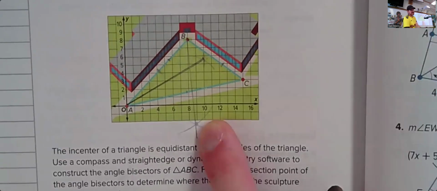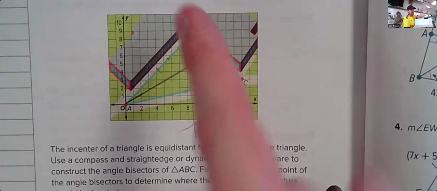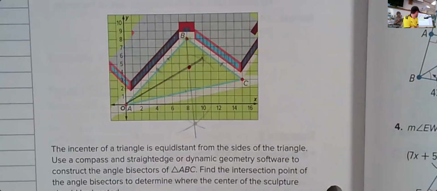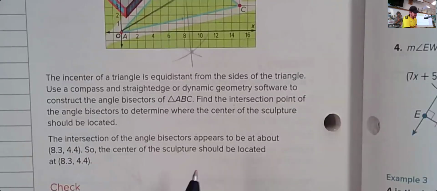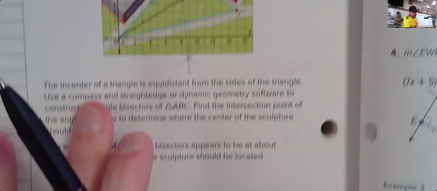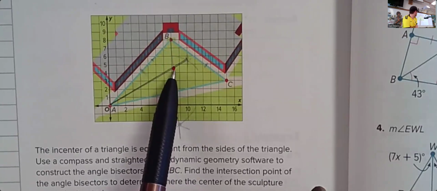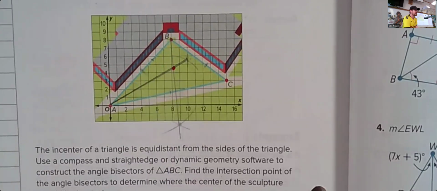And wherever they cross, line up that point with B and then draw a line with your straight edge between that point and point B. So once you have that, wherever those 2 lines intersect, right here, that is the end center. So that's where the sculpture should go. And if you look here, it says the intersection of the angle bisectors appears to be at about 8.3, 4.4. If you take a look, you go over 8.3-ish, and then you go up 1, 2, 3, 4.4, 4.5, right around there. Yeah, that looks good. So that ends up working.